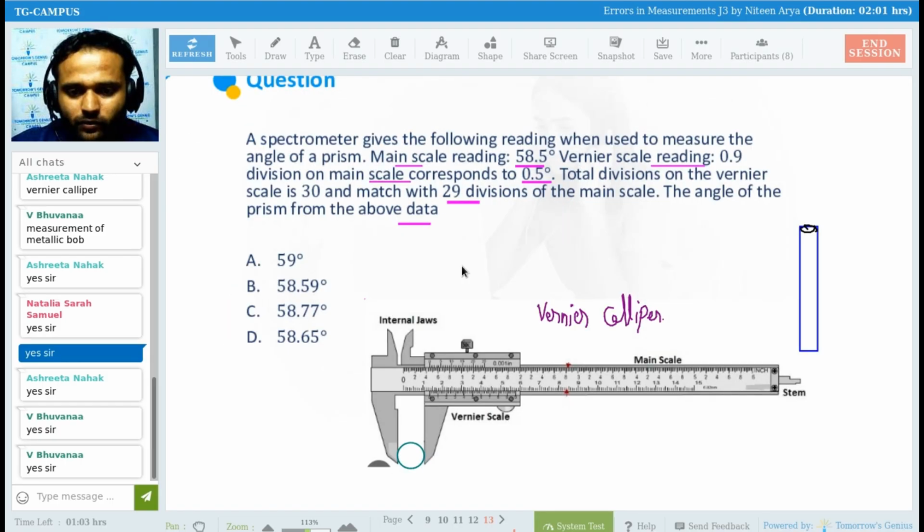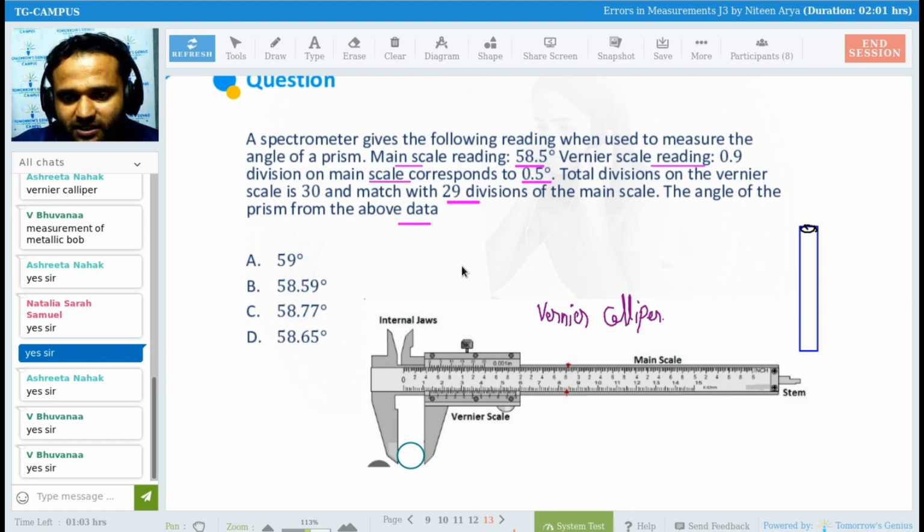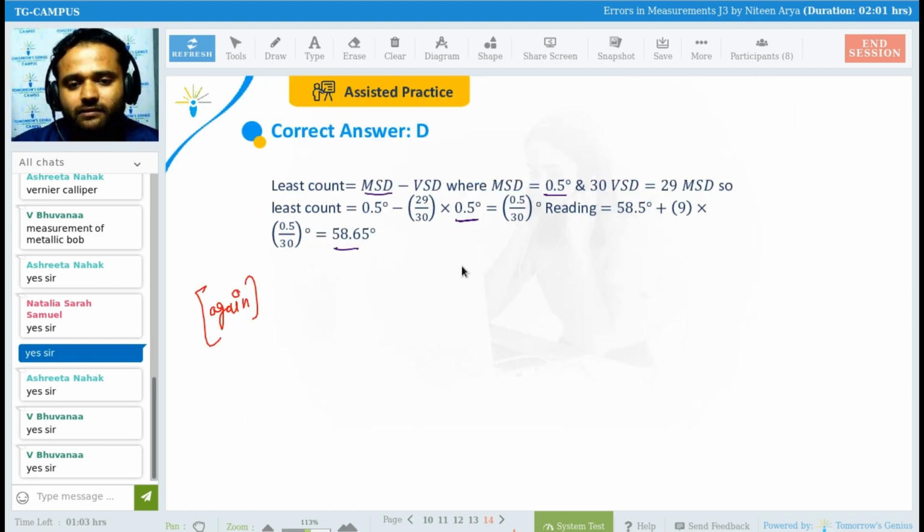One basic thing I can give you: least count is the minimum possible value with which you can measure using this particular instrument. And to find the error in this, there is a formula. Least count is basically main scale division minus vernier scale division, where main scale division is this 0.5 degree, and how much it is going to match, like this particular 29th scale is going to match with the 30. So that is the vernier scale.